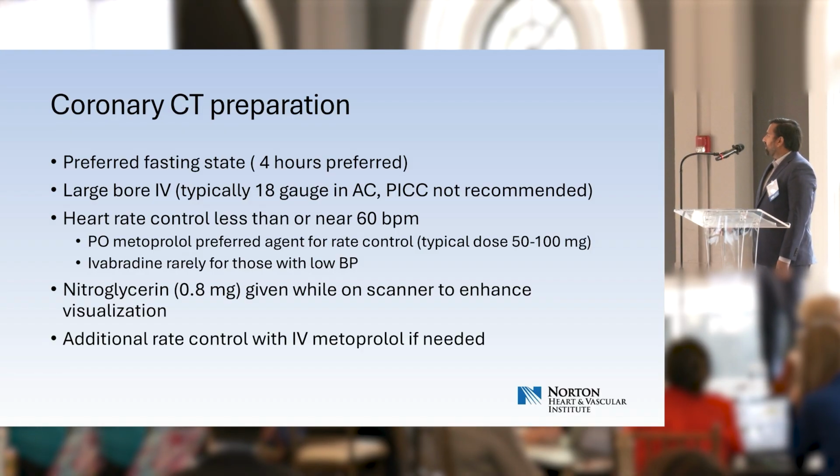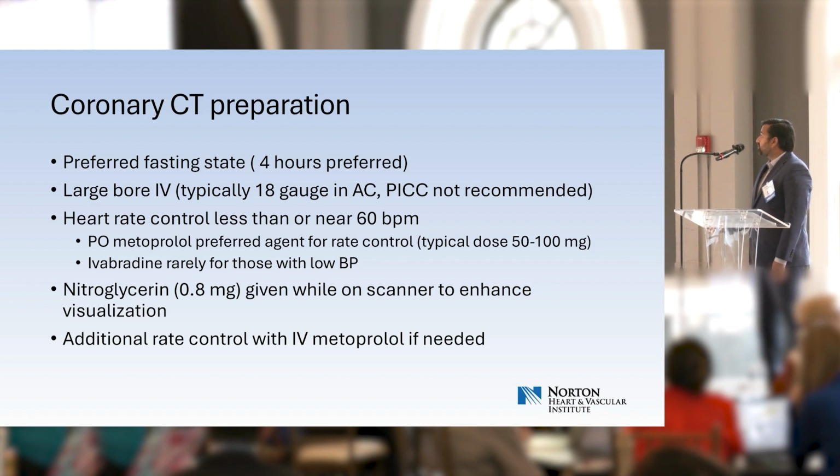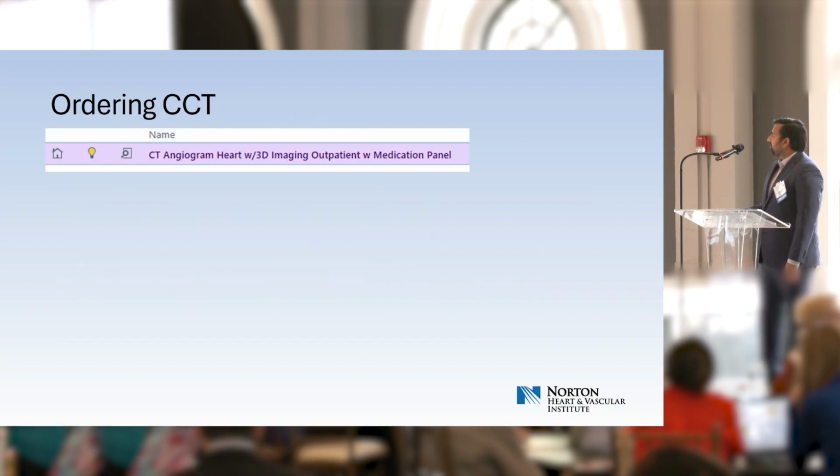I think it's important to realize, we usually push IV metoprolol at 5 milligrams, which is equivalent to about 25 milligrams of oral metoprolol. So you're able to load much better orally, and you get a much more steady heart rate control. So it is crucial to give oral beta blockers for patients who do have slightly elevated heart rates.